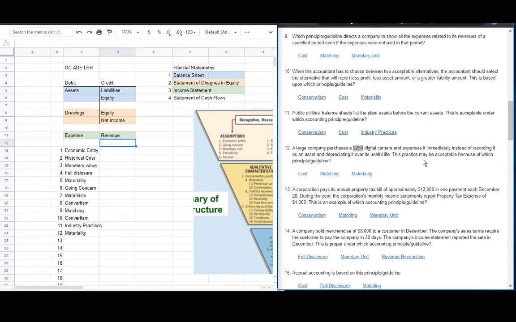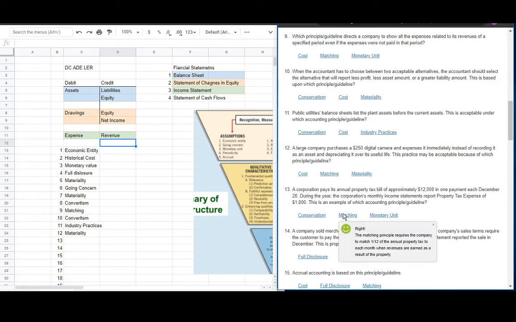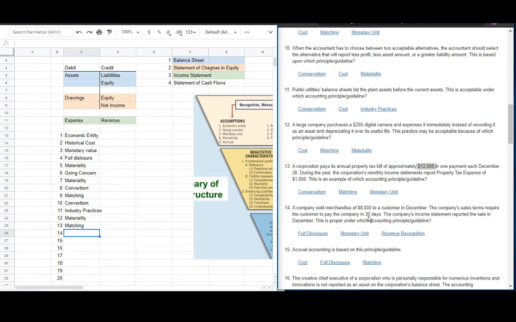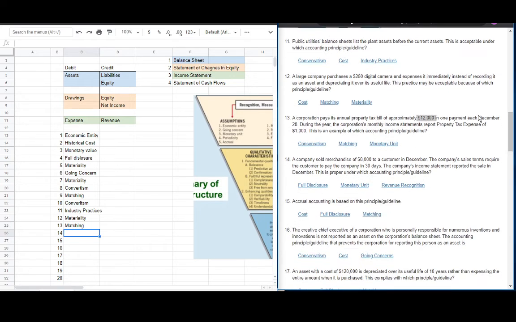And number 13, a corporation pays its annual property tax bill of approximately $12,000 in one payment each December 28. During the year, the corporation's monthly income statements report property tax expense of $1,000. This is the example of the matching principle. Yan, kasi yung ano siya, report yung expense kahit di pa nababayaran. Kasi na-incurred na siya within the month of December.